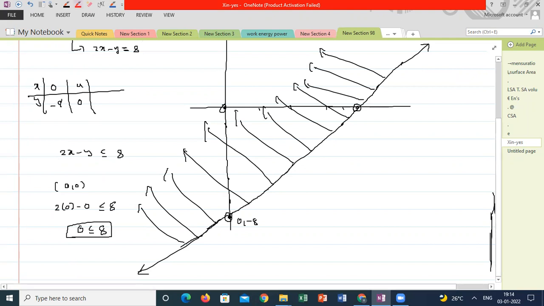So you can write this is the solution set of 2x minus y less than or equal to 8. If I want to check, suppose I take the point 1 comma 1. Then 2 minus 1 is less than or equal to 8. If I take any point in this region, check whether it comes out less than or equal to 8. It will definitely come out less than or equal to 8. Is it clear, students?